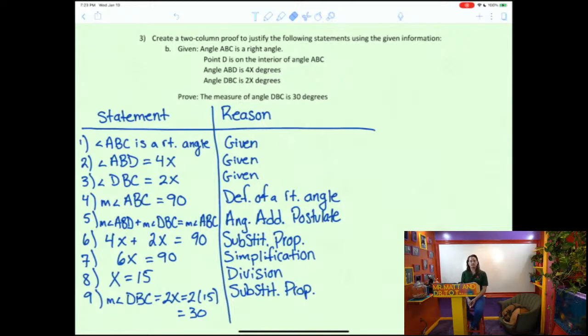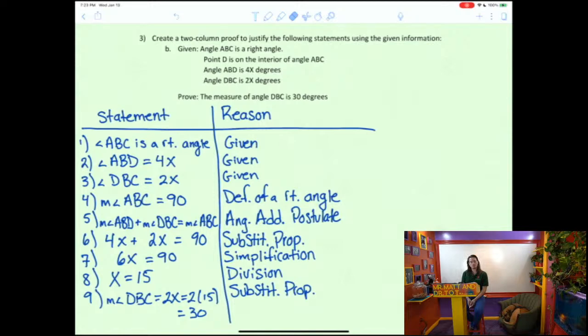Now, substituting in the expressions and the actual degree measure for the different angles. So the expressions 4x and 2x represent the measures of angle ABD and angle DBC, respectively. So we get 4x plus 2x is equal to the measure of ABC, which is 90. Now, simplifying, we'll get 6x is equal to 90. Using the division property of equality, we'll divide by 6 on both sides and get x is equal to 15.